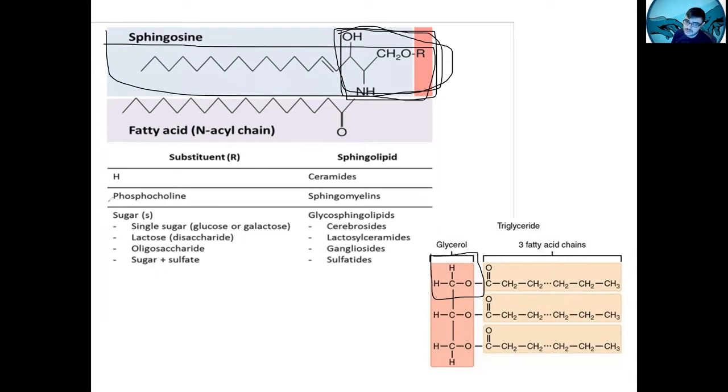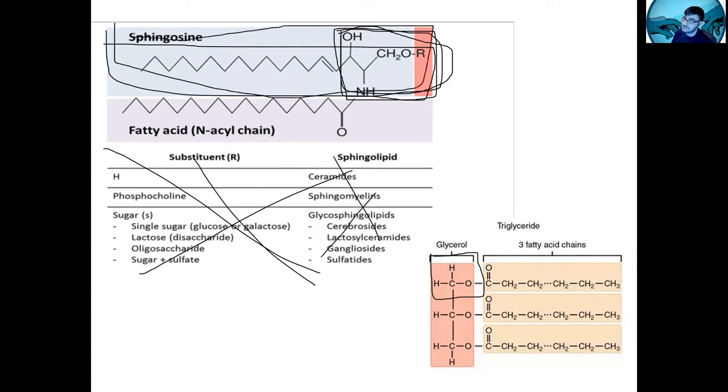And then you can see this has an R group. If the R groups are H, it's called ceramide. Phosphocholine is called sphingomyelins, sugar, whatever. There are different names. You don't have to know this. If you want to, you can, but it's not important. Main thing, sphingosine looks like this. If there is a sphingosine in a lipid, it's a sphingolipid. Very simple, right? That's compared to a glycerol, which looks like this, which would make something a glyceride.